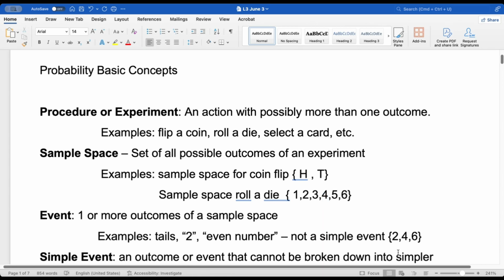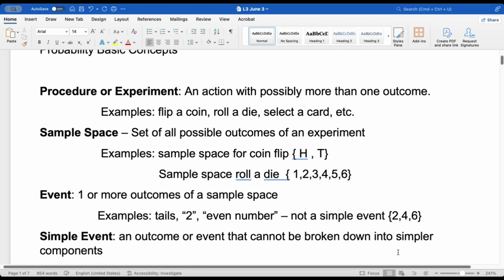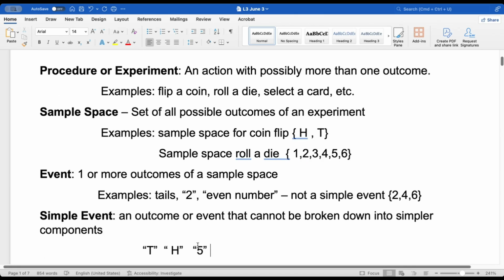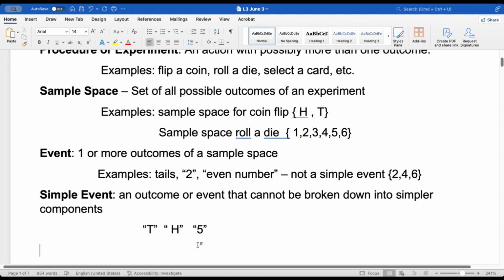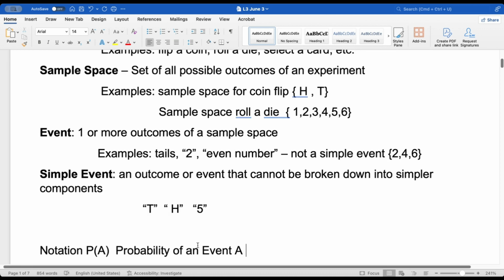Now, a simple event is an outcome or event that cannot be broken down into simpler components. So the previous example, even number, that can be split up. But something like tails, that can't be broken down anymore. That would be a simple event. So tails, heads, rolling a 5, those are all simple events.